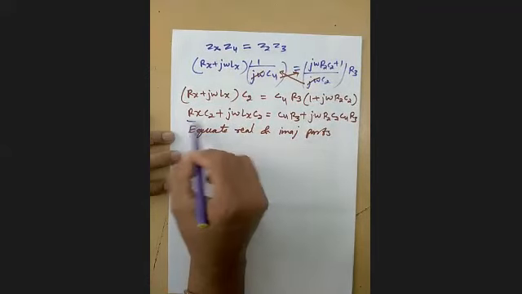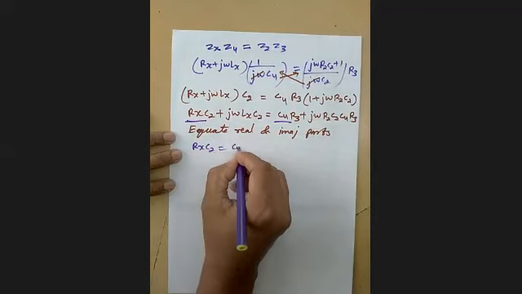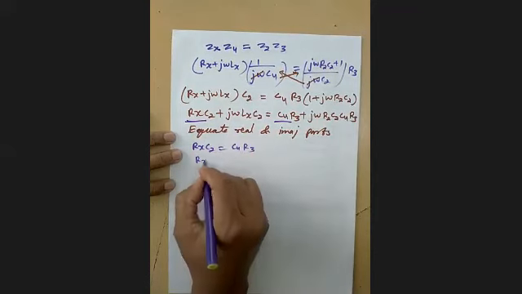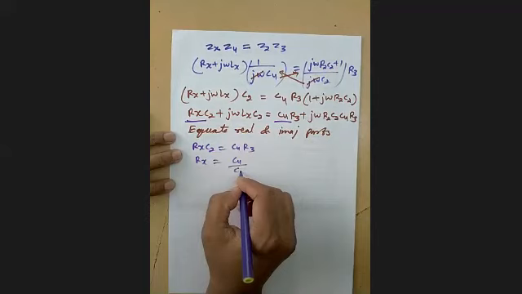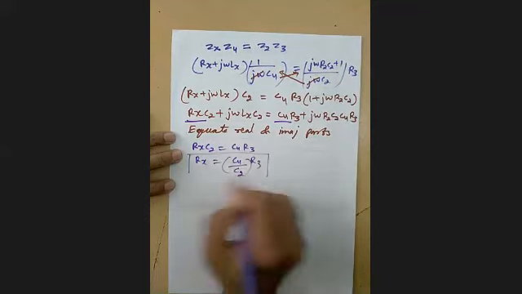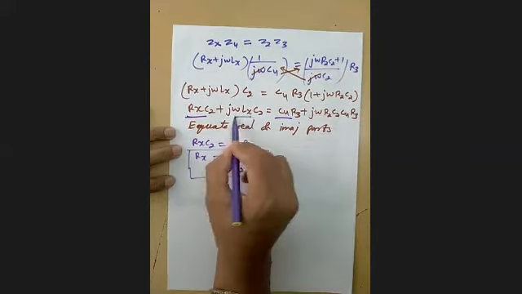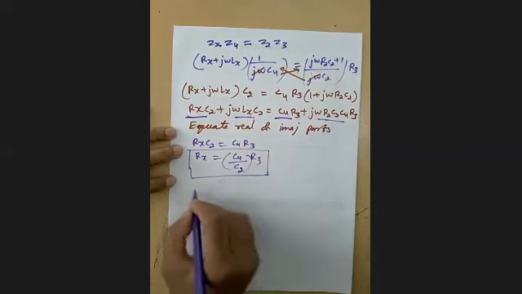Equating it, this is the real part. So I'm writing here Rx C2 equal to C4 R3. So Rx equal to C4 upon C2 multiplied by R3. So this is also a very easy expression to calculate this internal resistance. Now equate the imaginary parts.